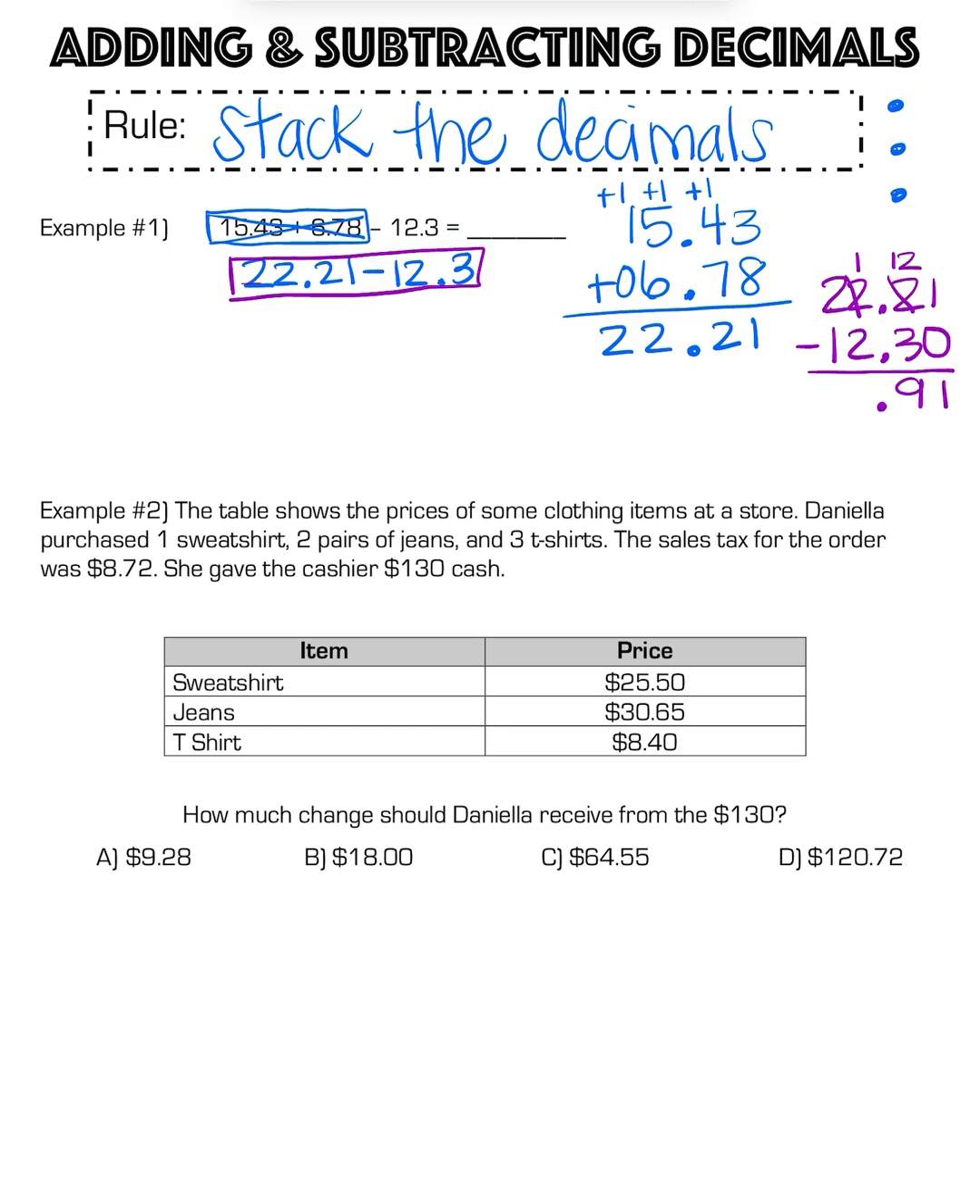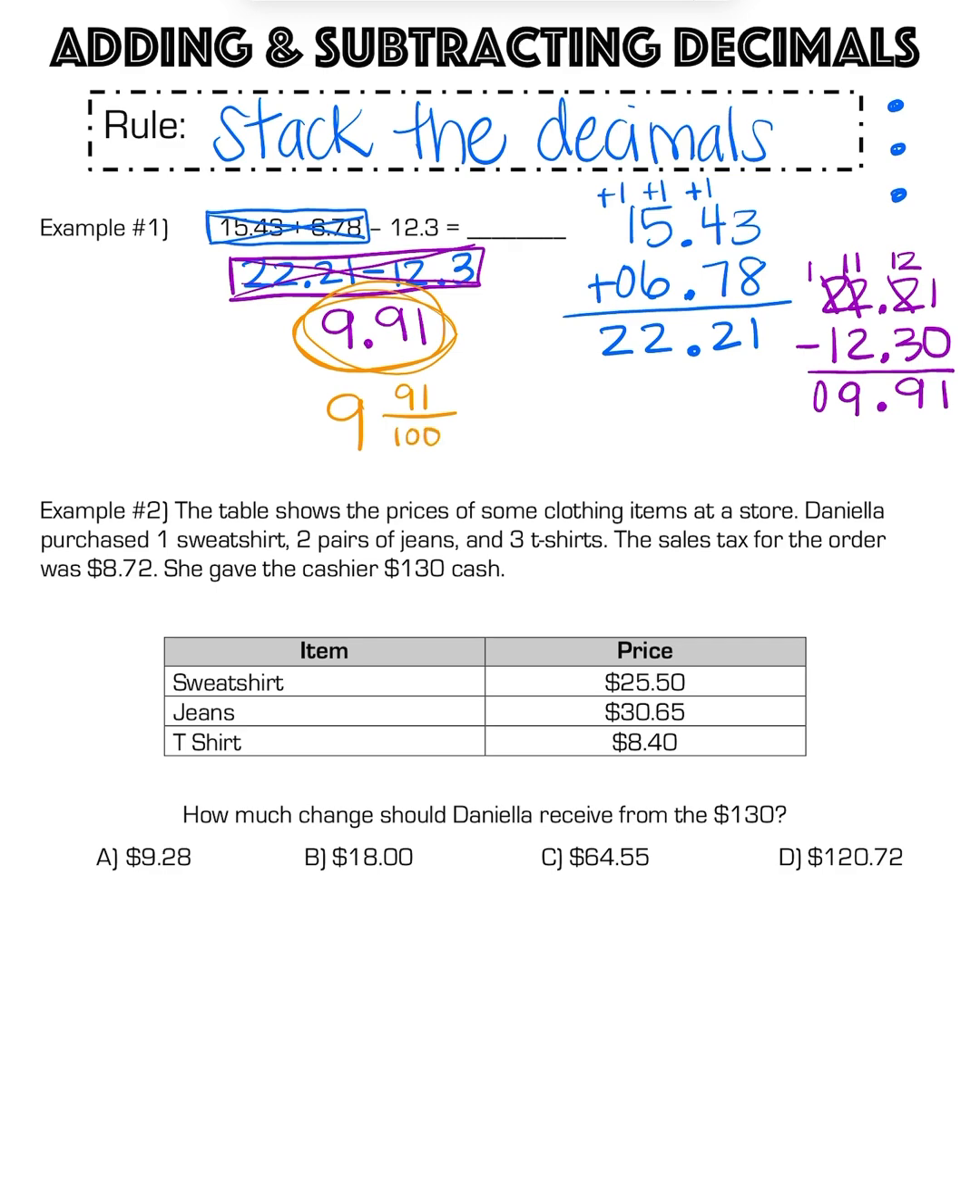I have another borrowing situation because I have 2, and if I only have 1 of something, I can't take 2 away. So I need to borrow again, so I got to go next door. So I borrow, and I end up with 11. 11 minus 2 is 9. And 1 minus 1 is 0. So I end up with 9.91. I cross that box off because it's been solved, and there's nothing else to bring down, so 9.91 is my final answer, or 9 and 91 hundredths if you wanted a fraction. 9 and 91 hundredths. Okay?